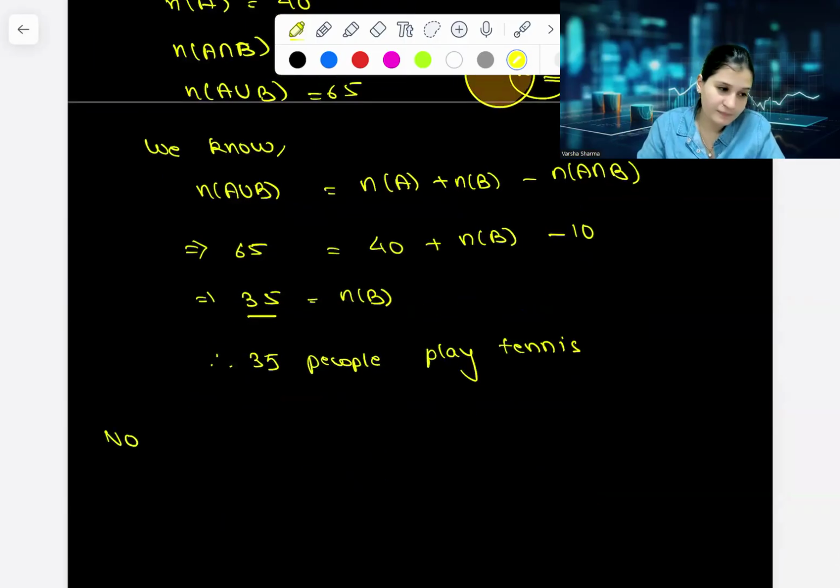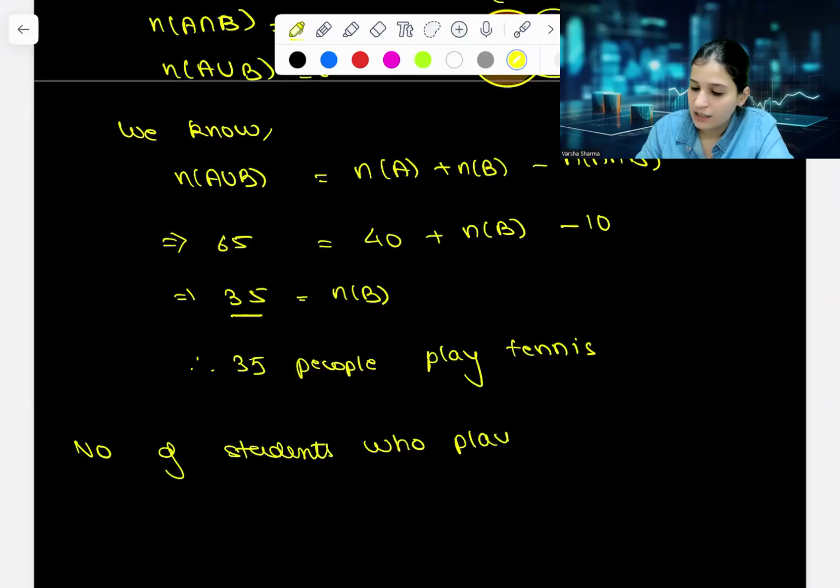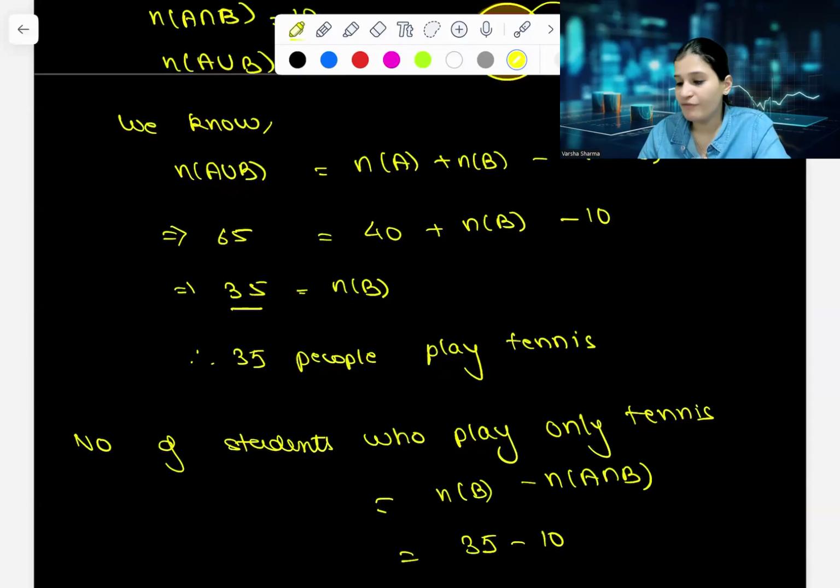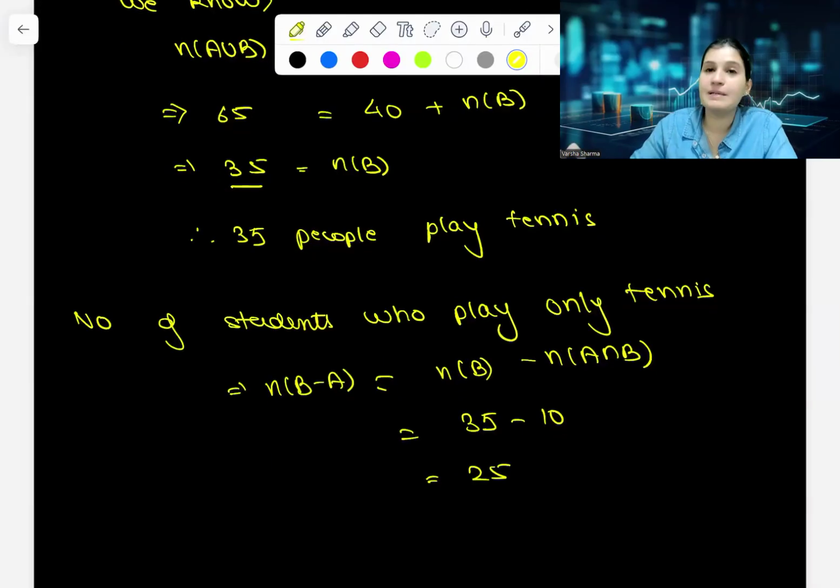So the number of students who play only tennis: I want to subtract 10 from 35. 35 was set B and 10 was the common part, right? That became the formula, so 25. Basically, only tennis is tennis minus cricket, B minus A. So 25 students play only tennis. Clear?